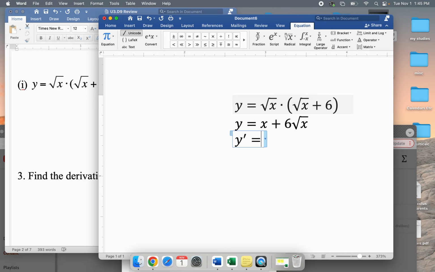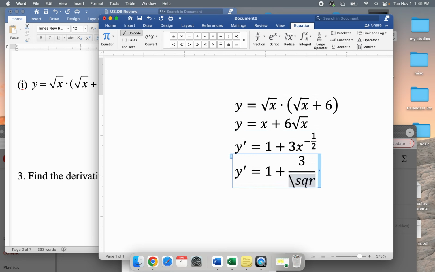So y prime is going to be 1 plus, all right, what's the derivative of 6 root x? That's like 6x to the 1/2. The 1/2 comes down, makes the 6 into a 3, and then you have a negative 1/2. So y prime equals 1 plus 3 over square root of x.